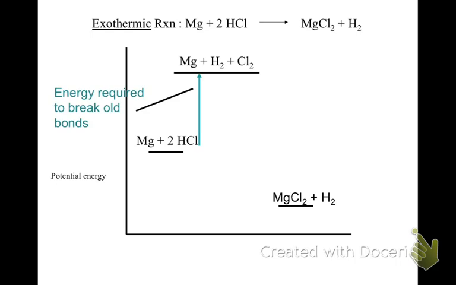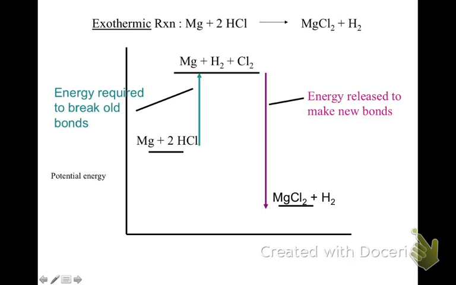And then when you're done, our products have very low energy. They're very stable. And so energy is always released, that's in purple, to make new bonds. Our purple arrow is bigger than our green arrow. So that means this reaction overall is exothermic, because overall our delta H is negative, meaning the energy went down overall. That's just this big purple arrow, the difference between the reactants and the products.